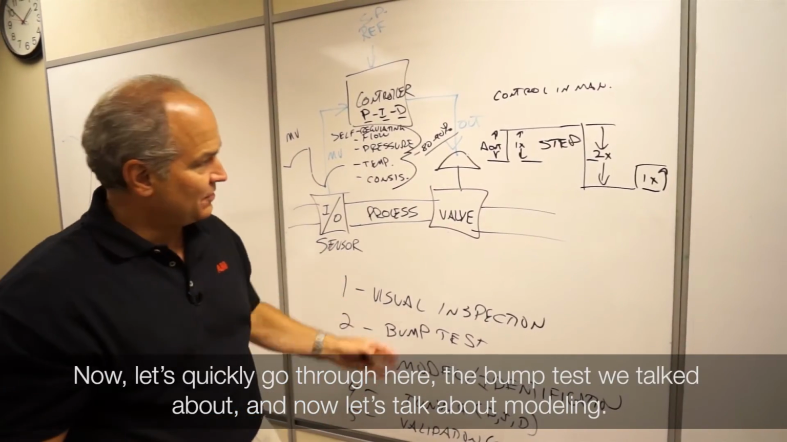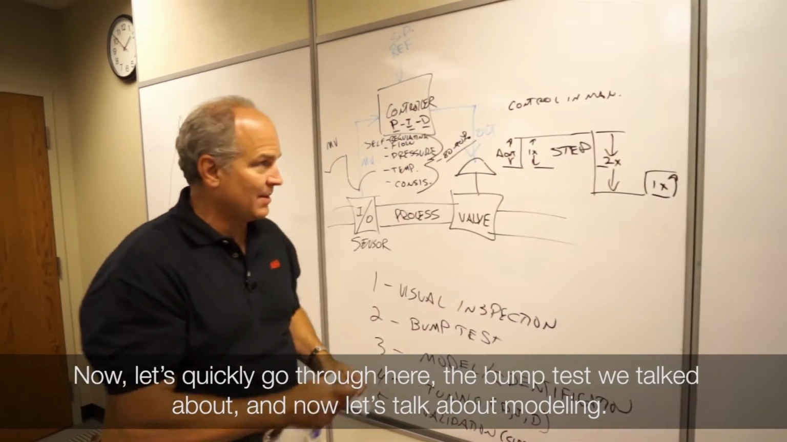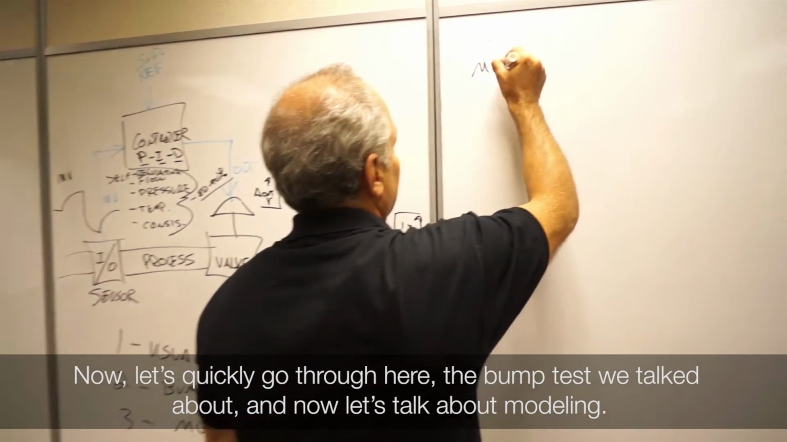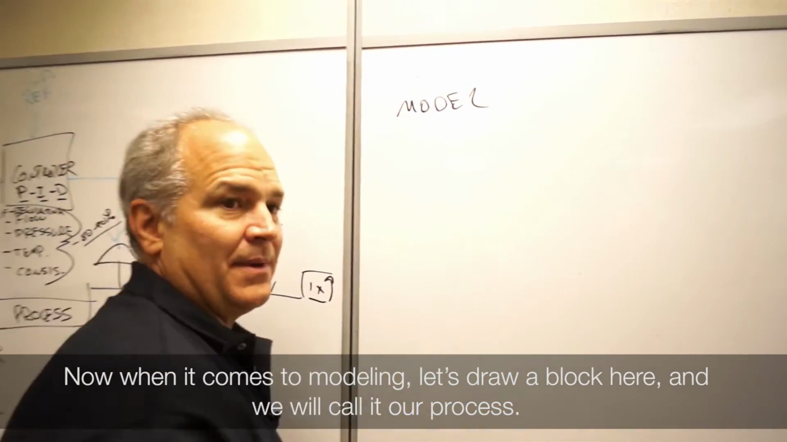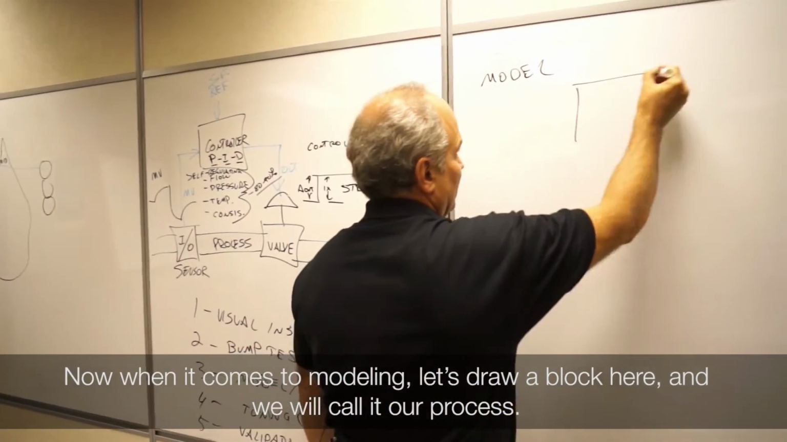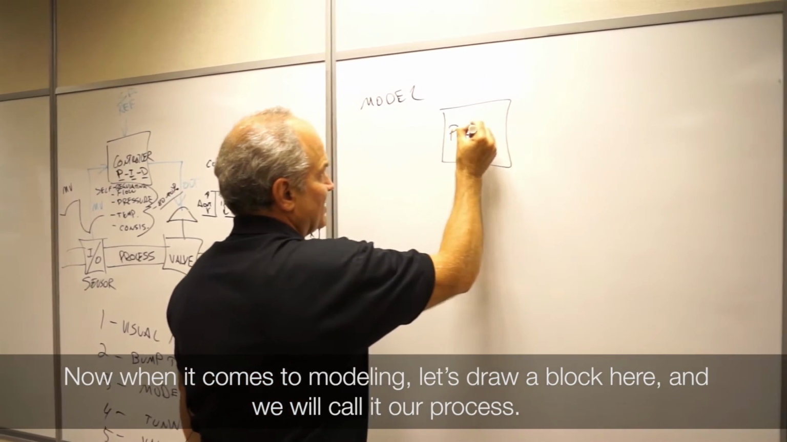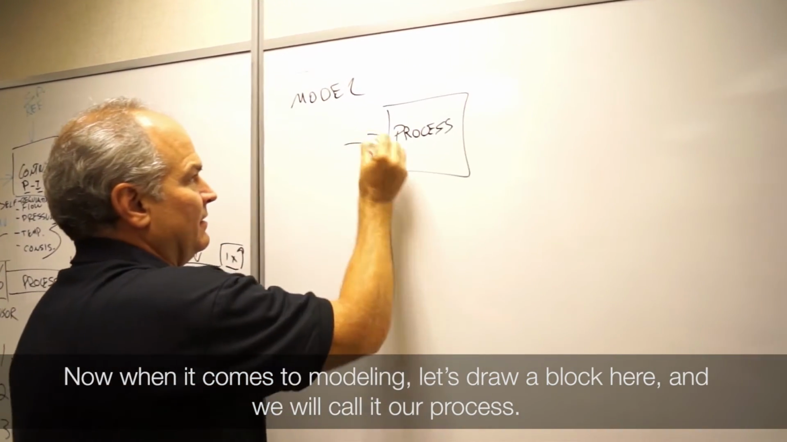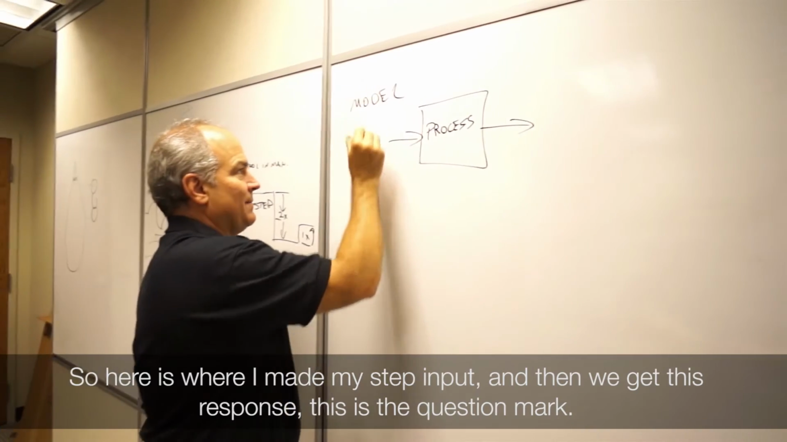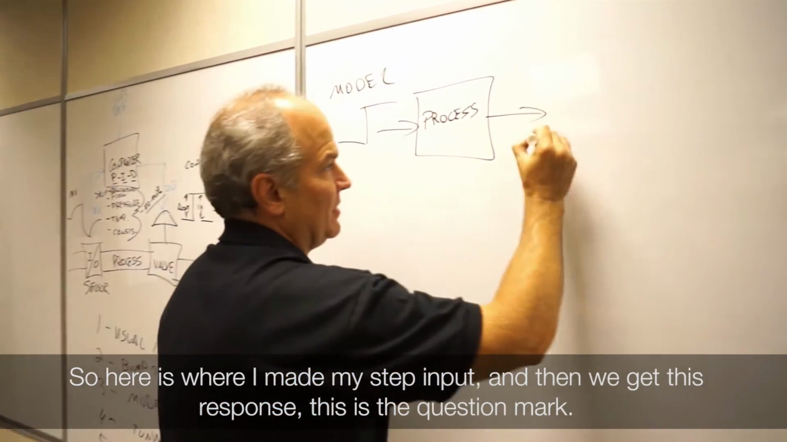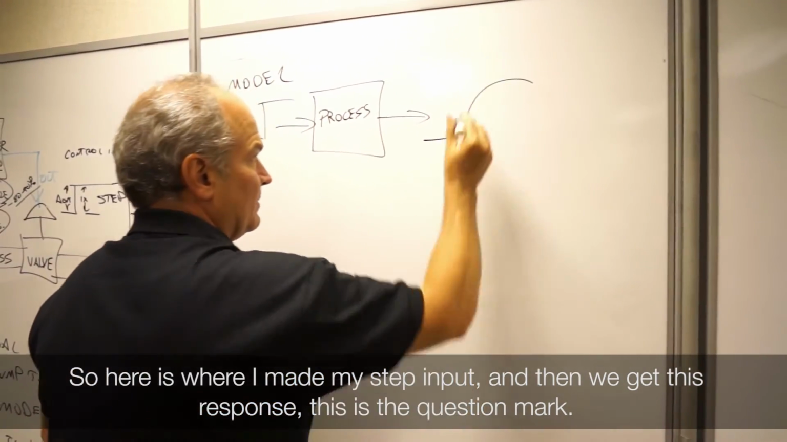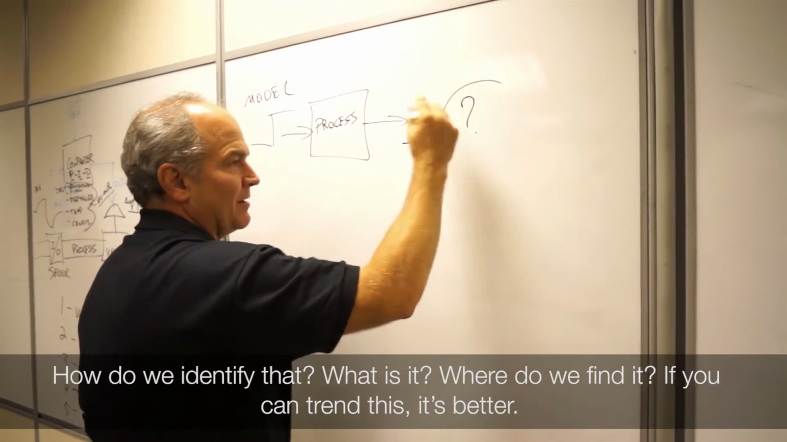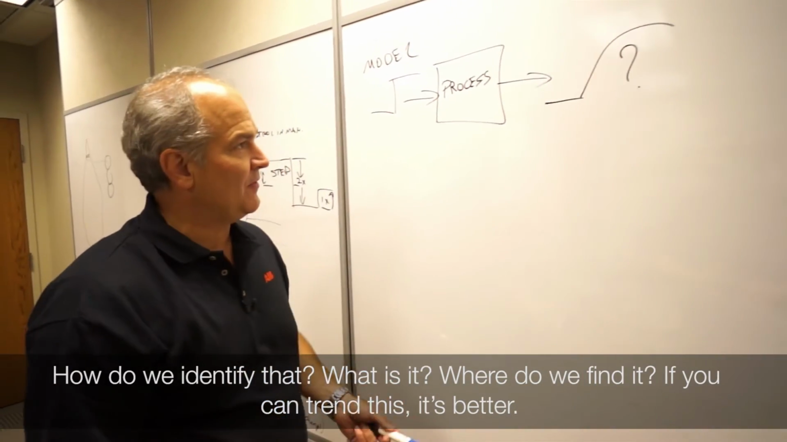Now let's quickly go through here. The bump test we talked about. Now let's talk about modeling. What we're talking about when we do a model is, let's do a little block here. We'll call this our process. Here's where I made my step input, and then we get this response. This is the question mark. How do we identify that? What is it? How do we find it?